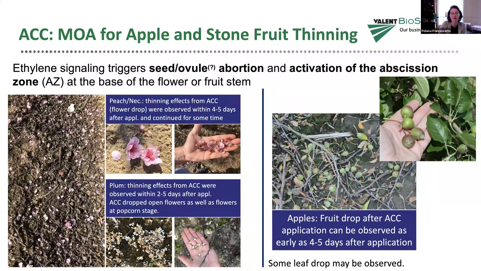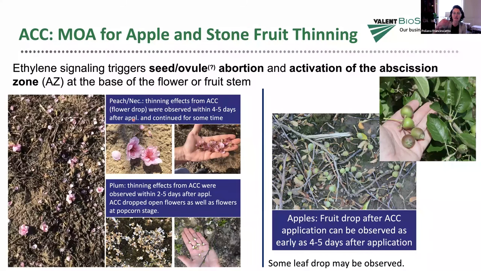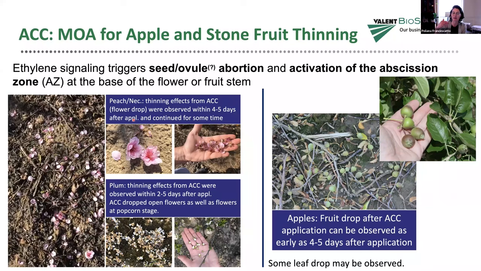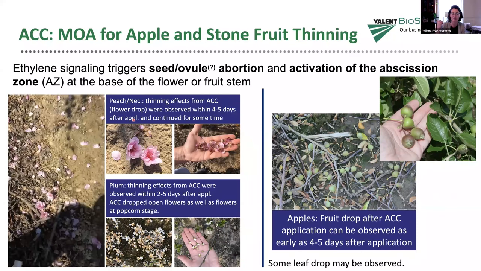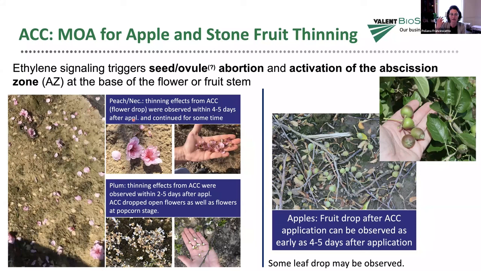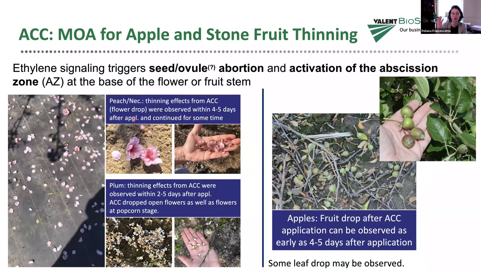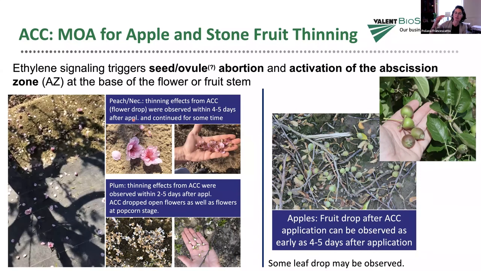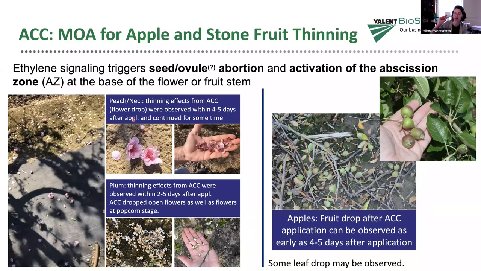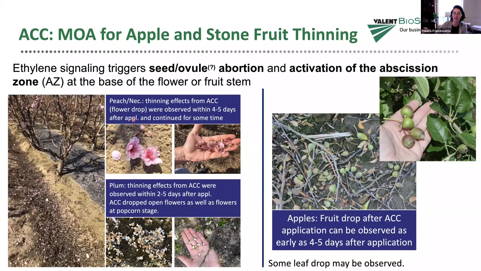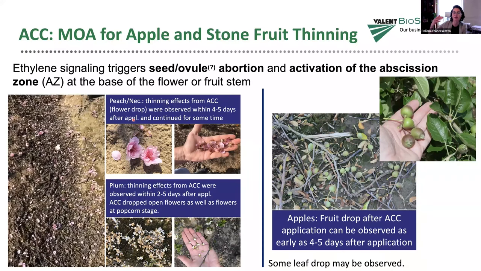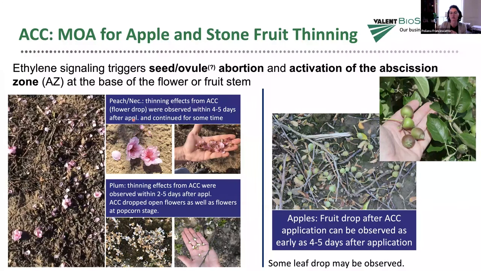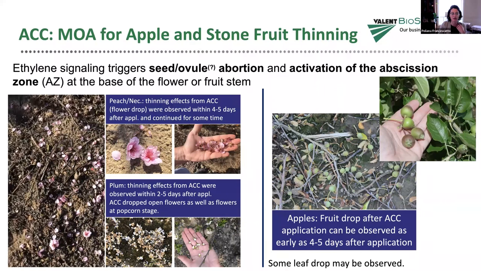you're going to start seeing flower drop already 4 or 5 days after application. And they're going to continue to drop for some time. Now, for instance, I've been in California helping growers with the grower experience program, and we are seeing in some varieties the flowers are still dropping, senescing on the tree, for about 3 weeks after you apply. So it starts at 4 or 5 days, but you're still going to see some flower drop, or even if it stays on the branch.